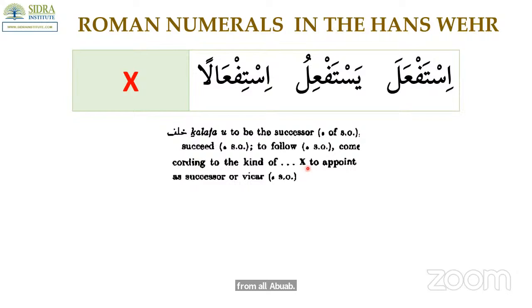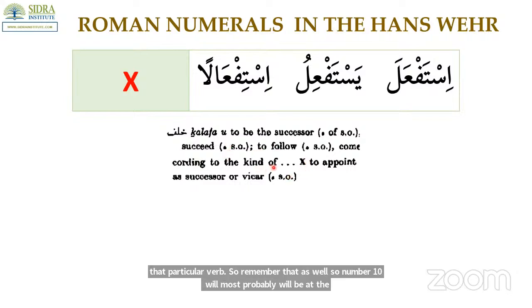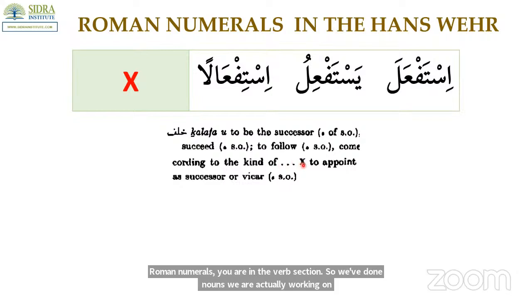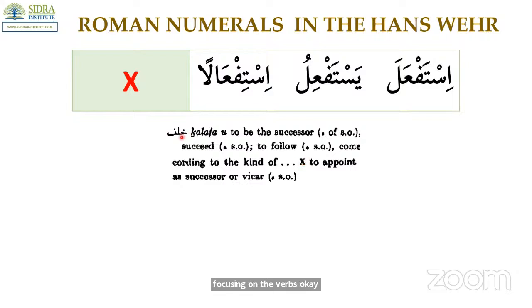So number 10 will most probably be at the bottom when you see the verb section. And remember, wherever you see Roman numerals, you are in the verb section. So we've done nouns. We are actually focusing on the verbs now. Okay, so what does X mean here with kha lam fa?